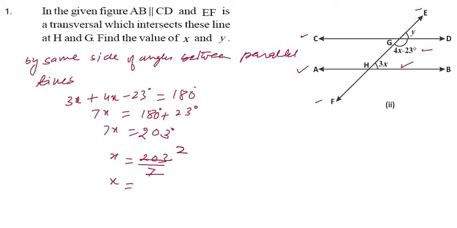7 2s are 14, and here is 6 and 63, and 7 9s are 63. So that will be 29 degrees. So that is the answer.